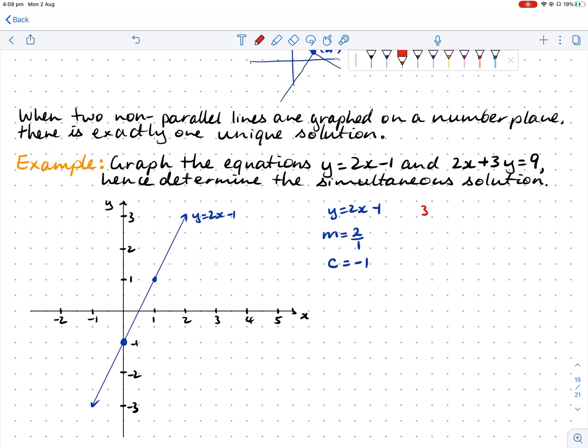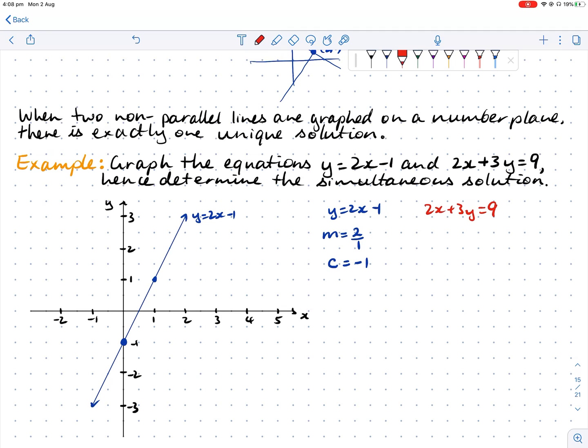The other equation we've got is 2x plus 3y equals 9. For this particular equation, it might be easier to use the intercept method. So remember, there's lots of ways that we have to graph lines now. When you're looking at an equation, you want to pick the one that's going to be most efficient for you. Or if you're not great with efficiency, just pick the one that you know how to do well.